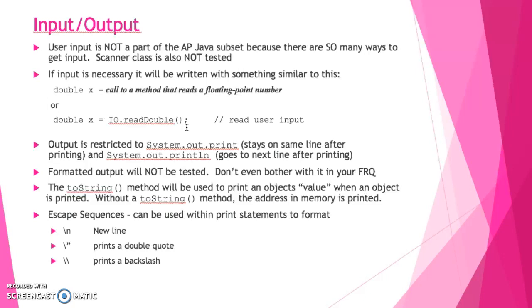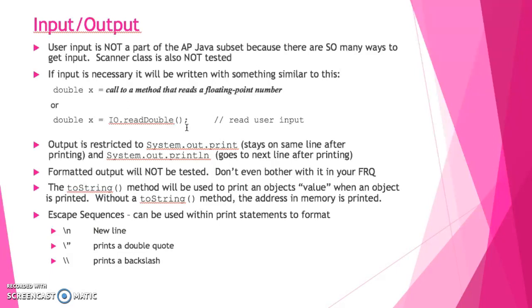And in terms of output, output is restricted to System.out.print or println. And remember that the abbreviation that we use in class, the SOP and the SOPLN, that's just kind of a demo thing. That's not an AP abbreviation, so you don't want to use that on your FRQs. You're not tested on formatted output.